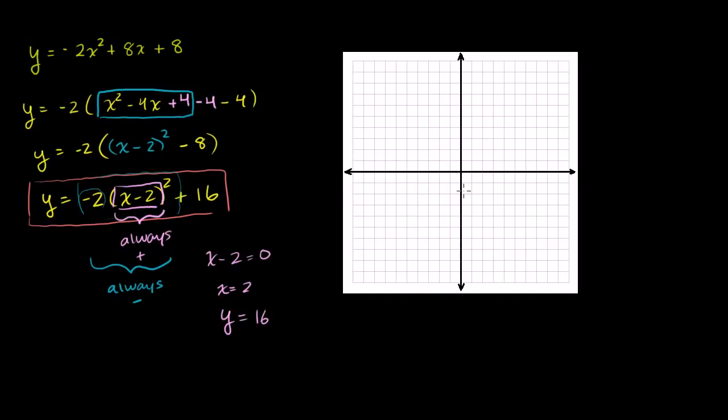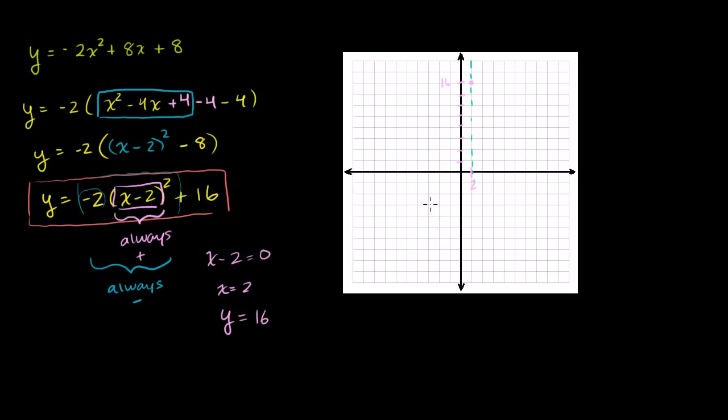Actually, let's say each of these units are 2. So this is 2, and this is 2, 4, 6, 8, 10, 12, 14, 16. So my vertex is here. That is the absolute maximum point for this parabola. And its axis of symmetry is going to be along the vertical line x is equal to 2. That is going to be its axis of symmetry.